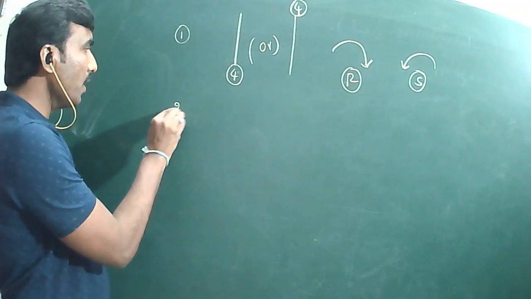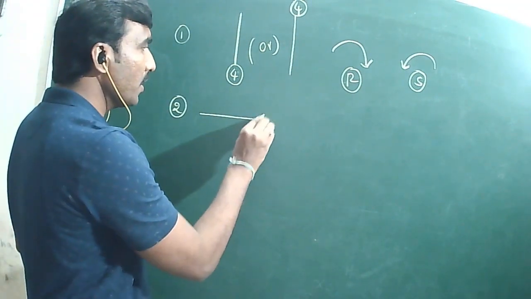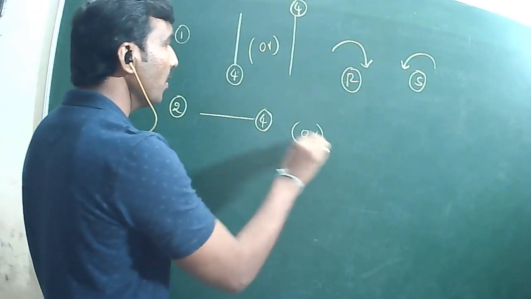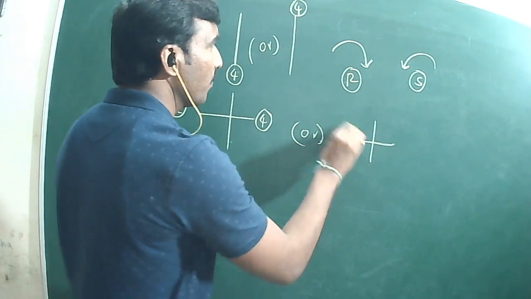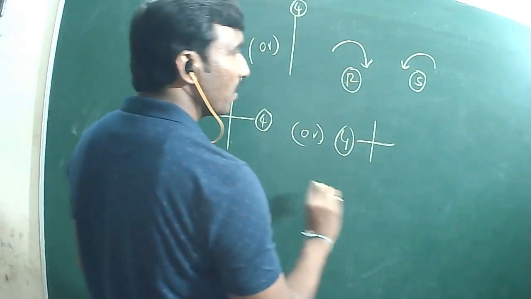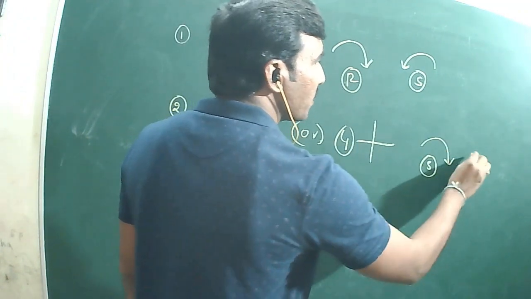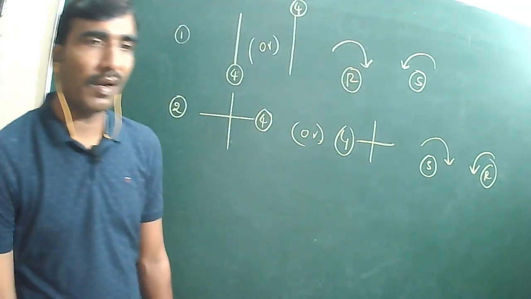And the second, I can take if the least priority group is present on the horizontal line, either right hand side or left hand side, whatever it may be. Here also if you want. Then if it is clockwise direction, you give S, and if it is anti-clockwise direction, you give R.